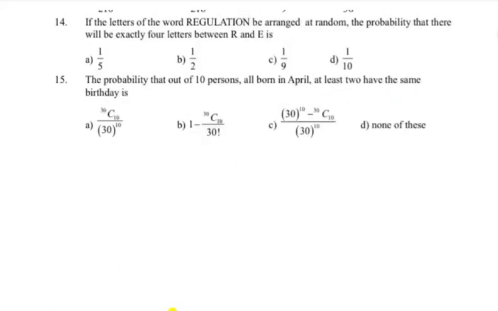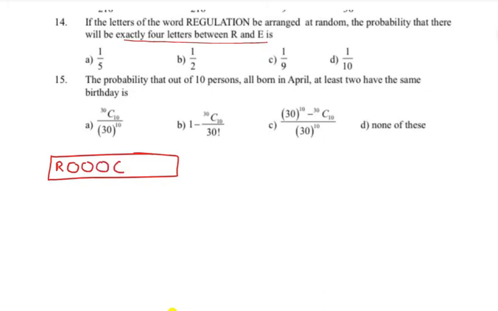So, if the letters of the word REGULATION are arranged at random, the probability that there will be exactly 4 letters between R and E. So between R and E there must be exactly 4 letters. Suppose here R, there must be a 4-letter gap, and then E, and then the remaining 4 letters. So here 1, 2, 3, 4, right?